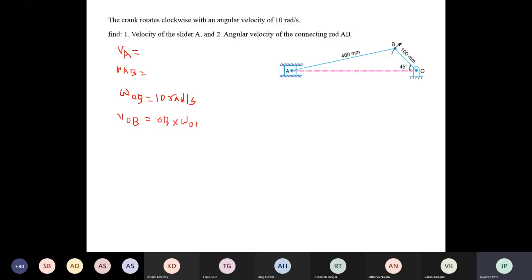Now the length of the crank is given here in mm. 100 mm, you have to convert it into meter. 0.1 meter into 10 radian per second is equal to, you will get 1 meter per second, which is the velocity of input link. Once you get the velocity of input link, you have to start to draw the vector diagram. For that, you have to take down the scale. One centimeter is equal to, I'll take here 0.5 meter per second.